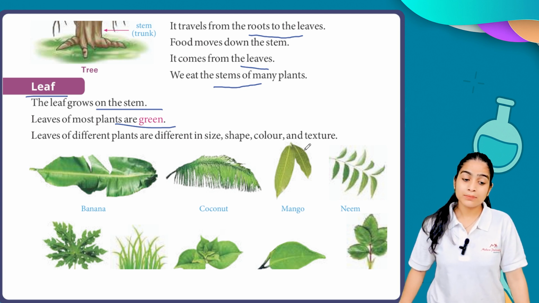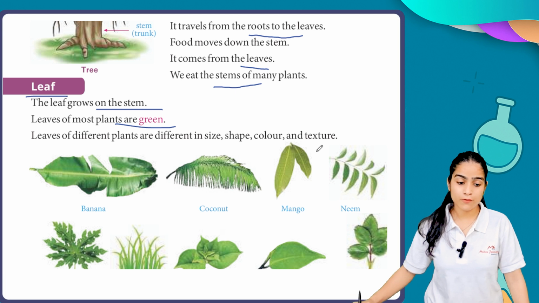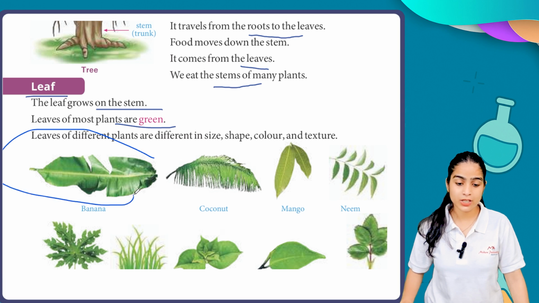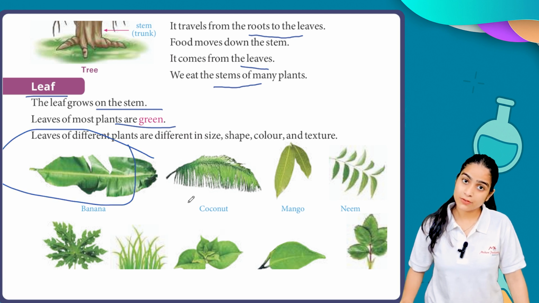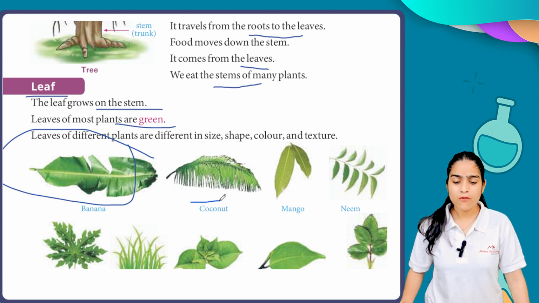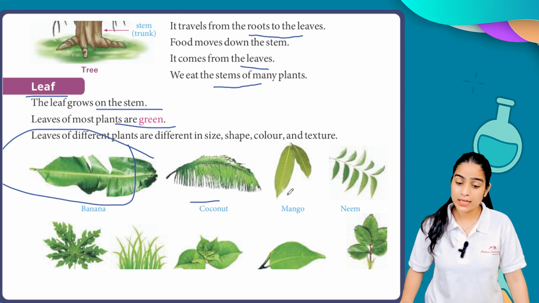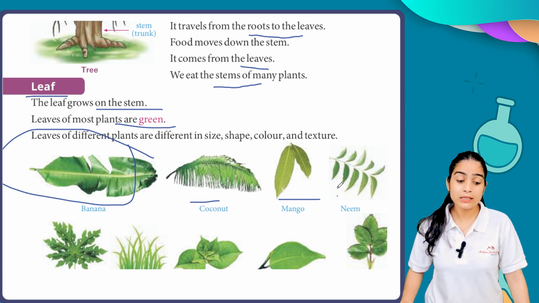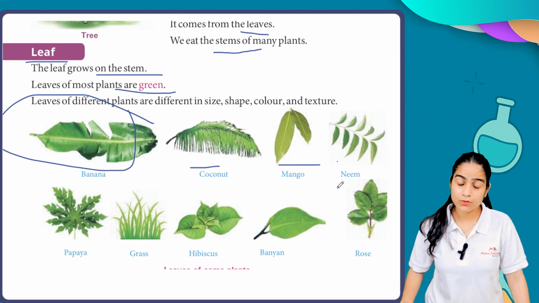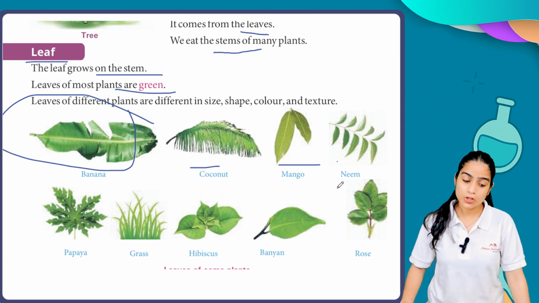For example, the banana tree has a very long leaf. For the coconut tree we have a different shape and different structure. The mango leaf is small as compared to the coconut and banana leaf. The neem leaf is even smaller as compared to mango, coconut and banana. So what we find is that we have different leaves with different sizes and different shapes.